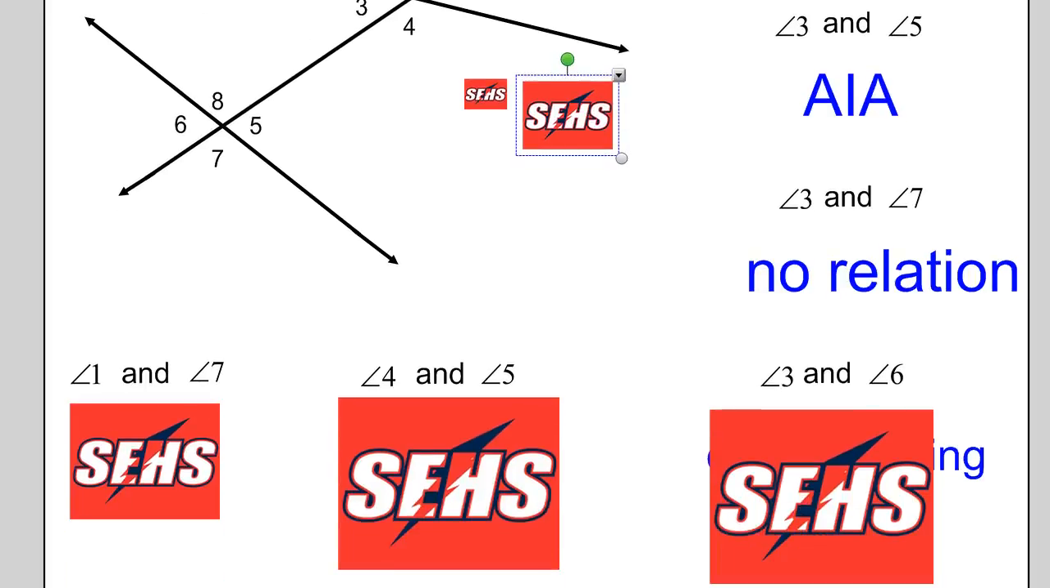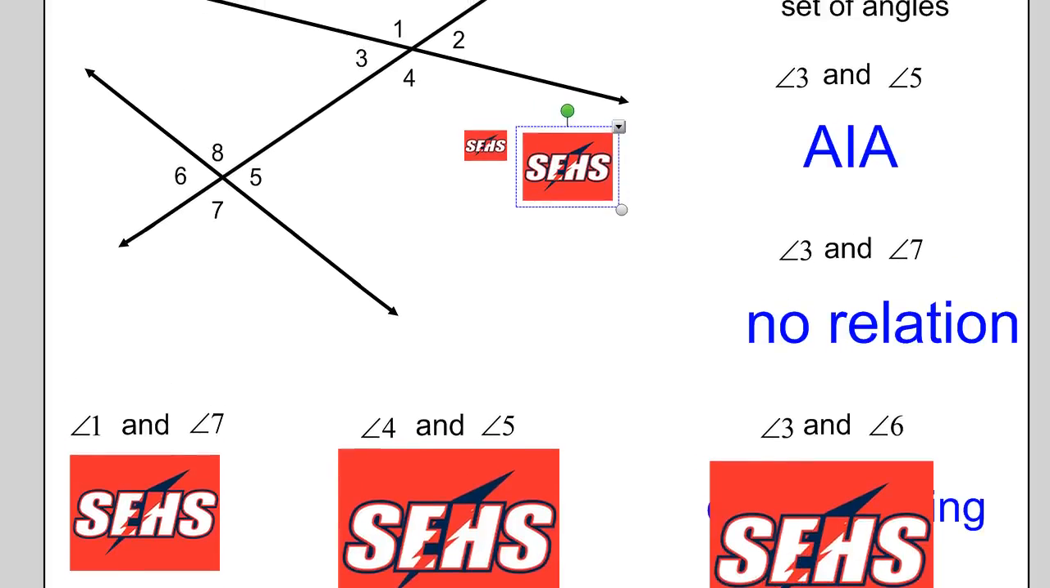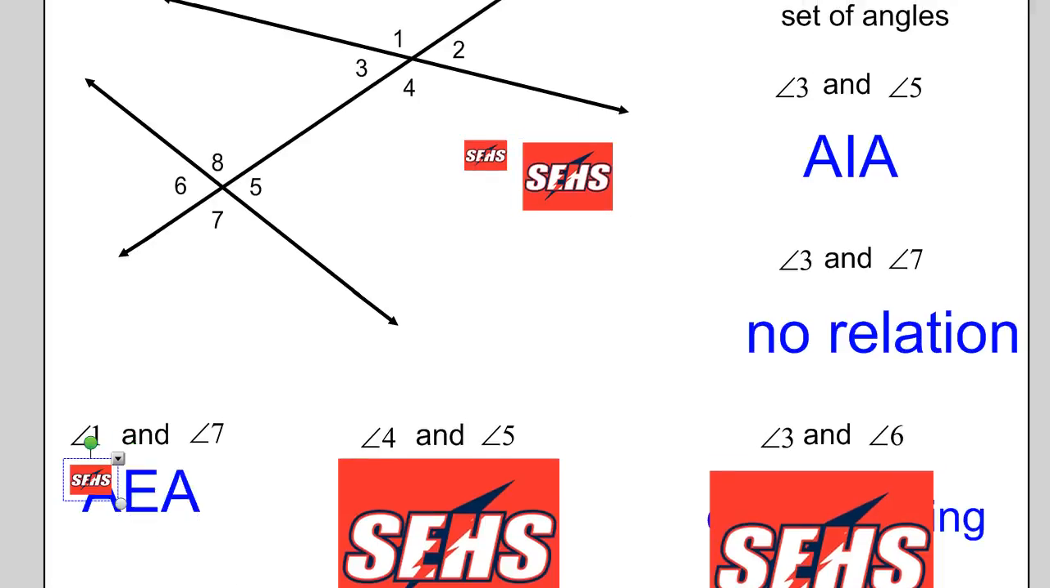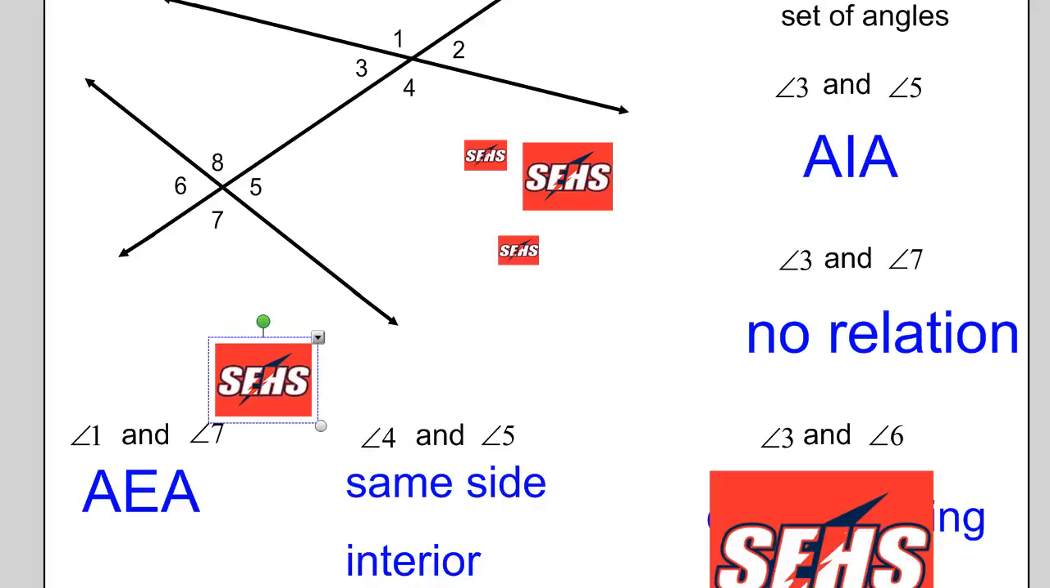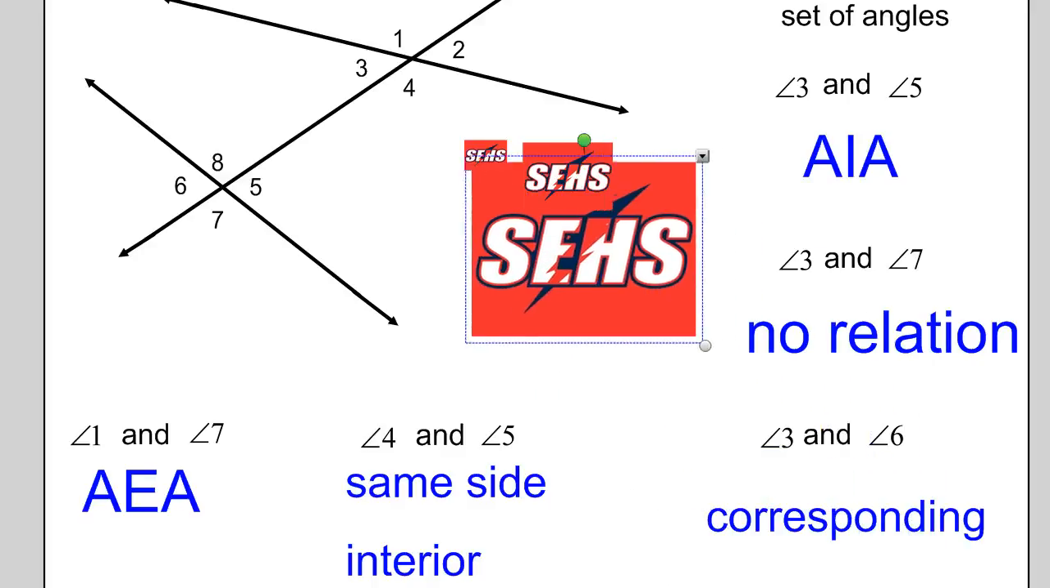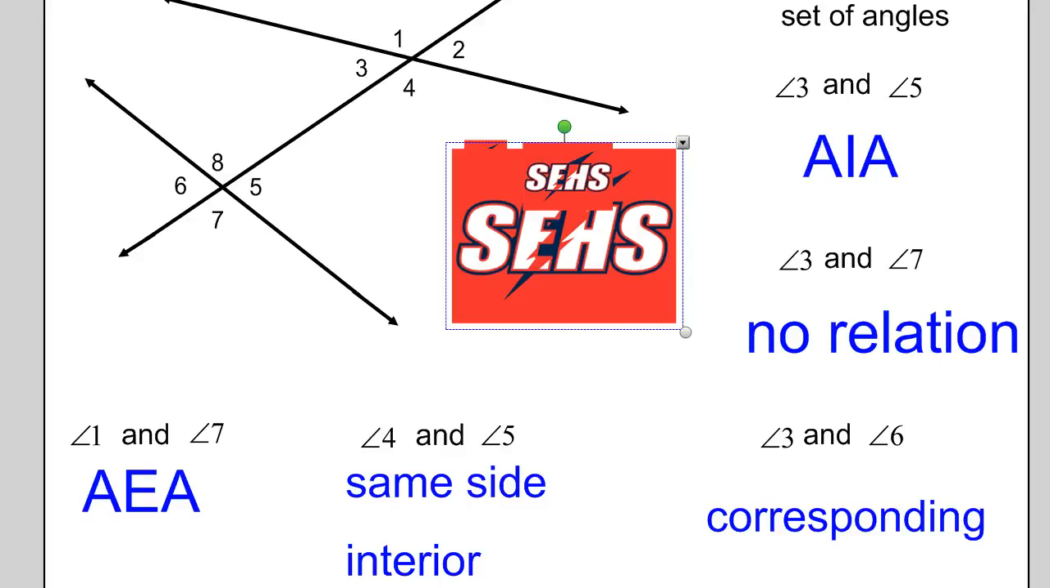All right, let's try angle 1 and angle 7. I hope you said they're alternate exterior. These are my shorthand, AEA, alternate exterior. If you try angles 4 and 5, what do you think that is? Same side interior. And angle 3 and angle 6, I hope you said those are corresponding. Okay? Rewind if you have to get this down.